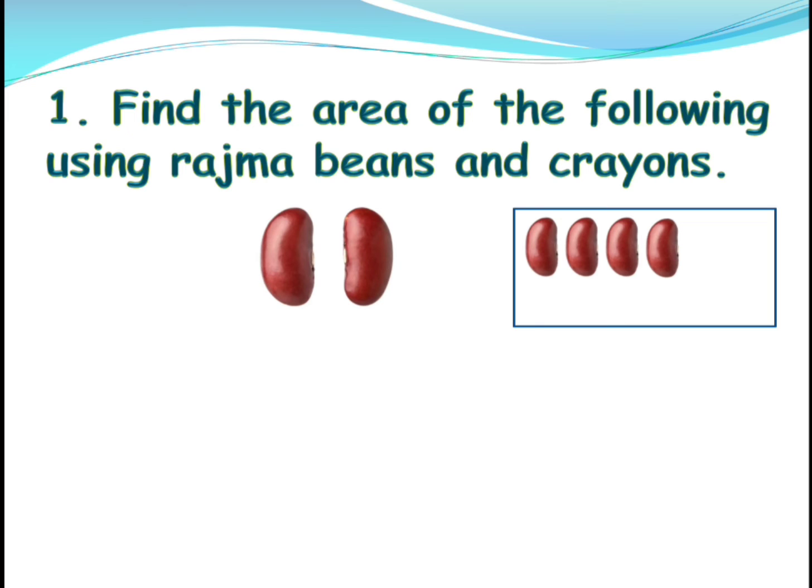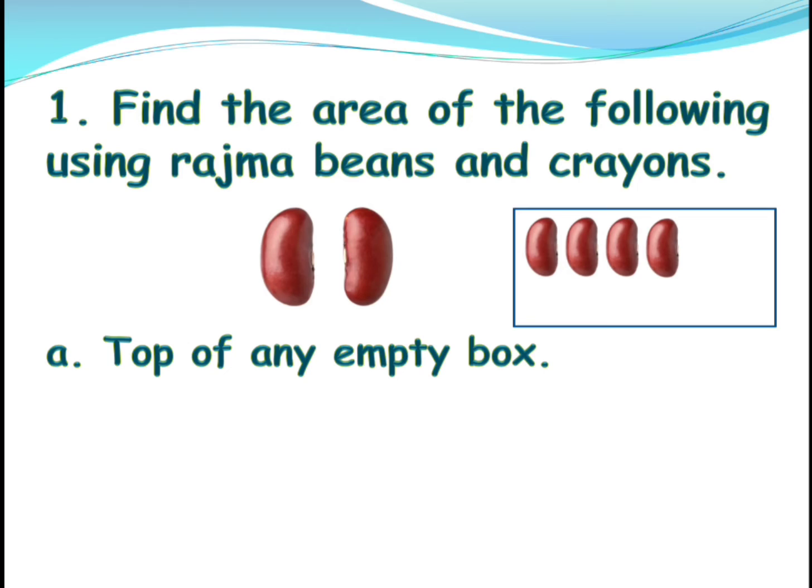For example, crayons you already know, that's why I have shown you the rajma beans. Crayons, what you use to color the pictures. Here the first one is the top of an empty box. Any empty box, or you can take the cap of your lunch box also. You have to place the beans one beside the other as shown in the picture, and count how many beans fit into that area. You need to count and write.